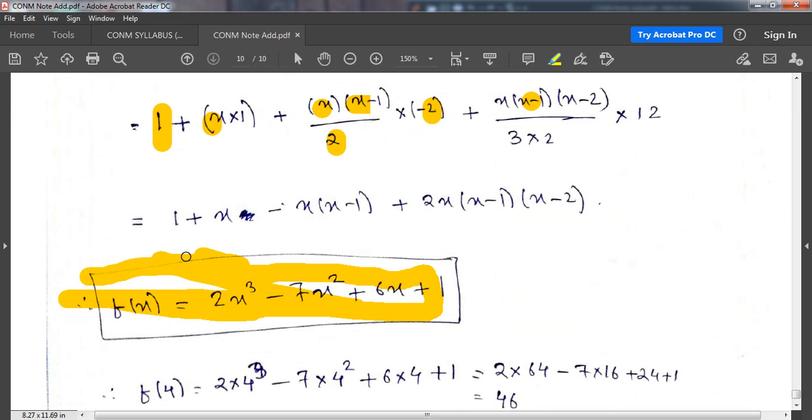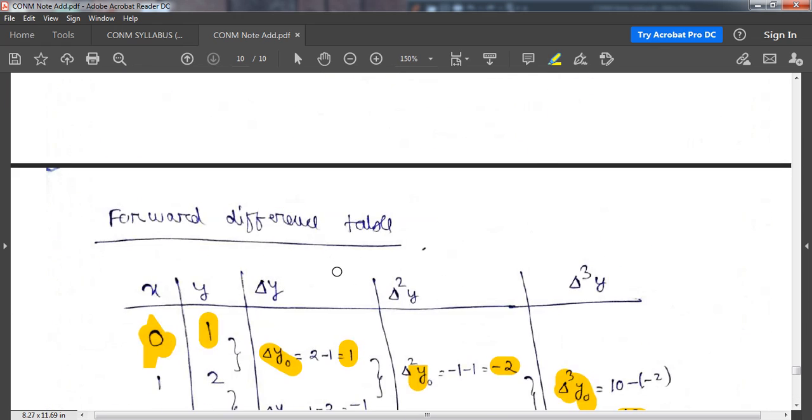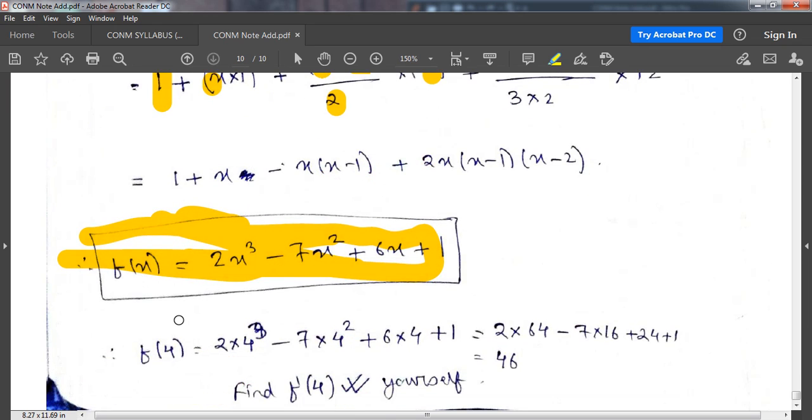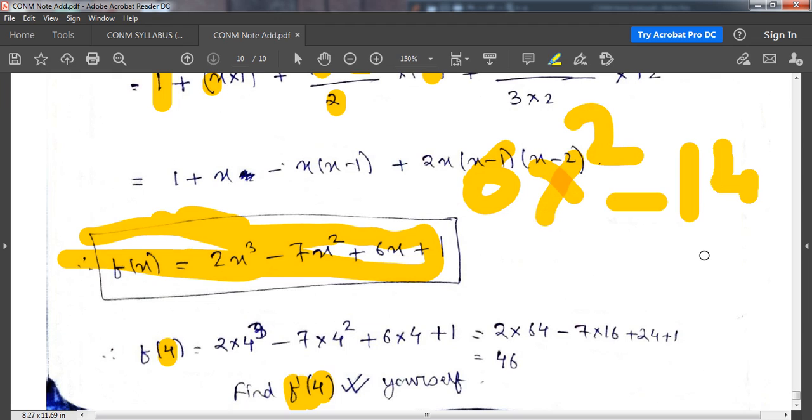Now once you have this function, what do you need to calculate? You need to calculate f of 4. Just replace x with 4 and you can calculate f. Now if you want to find out f dash 4, just differentiate this f of x. Then it will be 6x squared minus 14x plus 6. Then replace this x with 4. You can do it yourself. This is not homework, but do it yourself. Thank you.